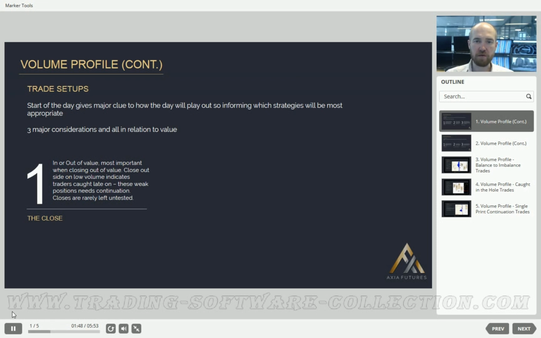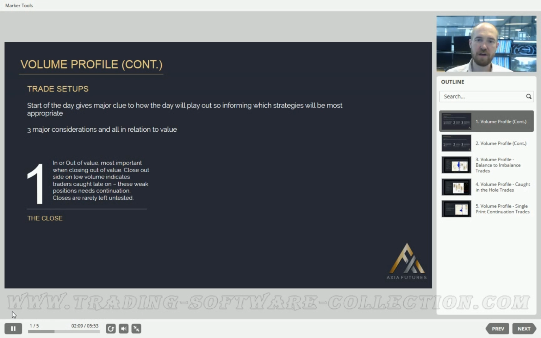Another very important thing to note on closes, they are rarely ever left untraded. So the next day we will likely trade to the close. If the market doesn't, carry that forward. You'll hear me use that phrase a few times. Carry information forward. What this does is it tells you areas that the market could eventually come back to.